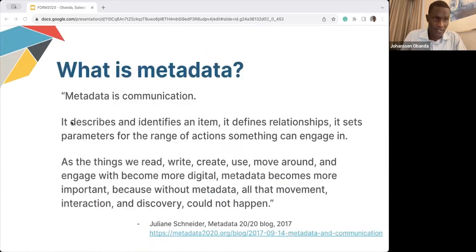And what is metadata? Metadata is communication, and it describes and identifies an item. It defines relationships. It sets parameters for the range of actions something can engage in. As the things we read, write, create, use, move around, and engage with become more digital, metadata becomes more important, because without metadata, all that movement, interaction, and discovery could not happen.